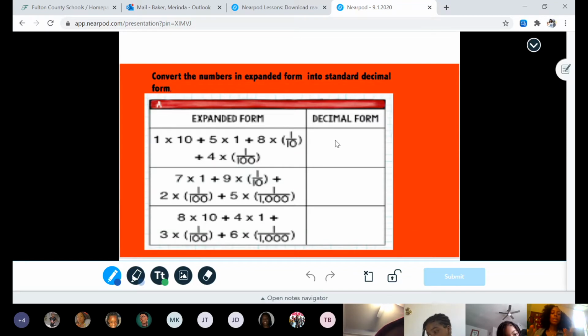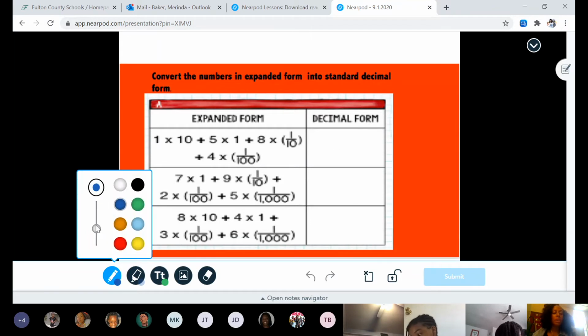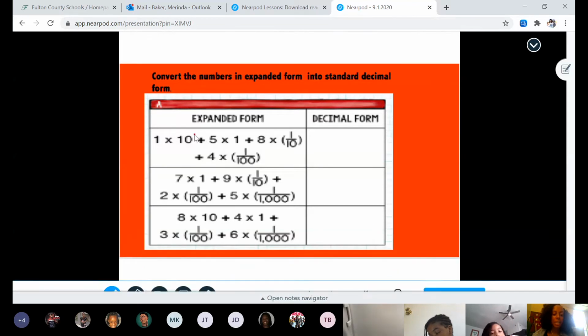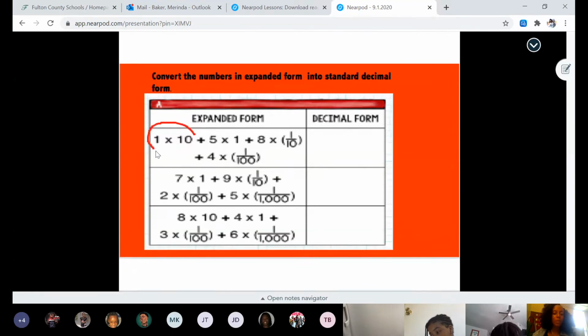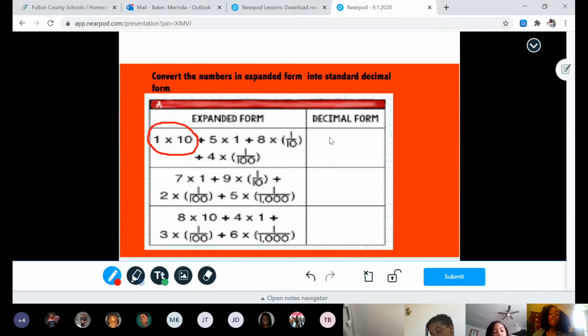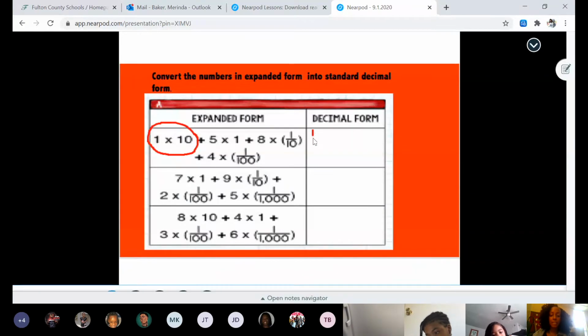So now they have given us the expanded form. Remember, we've been working on this standard form. We started yesterday. We'll continue working on it throughout the week. We want to make sure that we're able to understand how to convert it to all of its forms. So I'm going to look at each place. I know this first equation is 1 times 10, and 1 times 10 equals 10. So that 10 lets me know that I should put a 1 in my tens place.